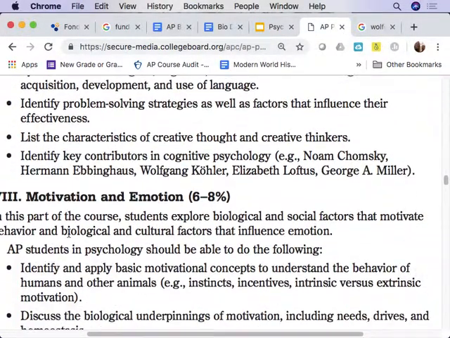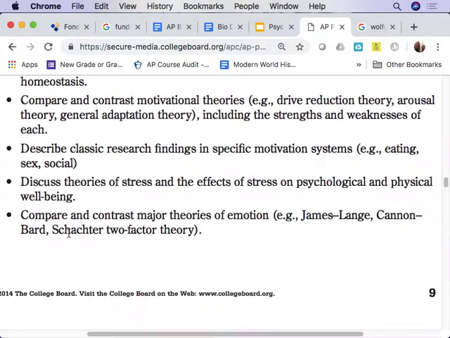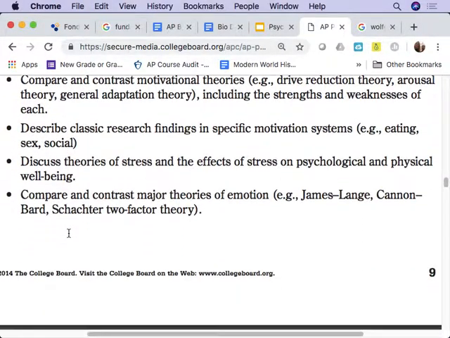I'll have to come back and look at George Miller. I don't recognize that.